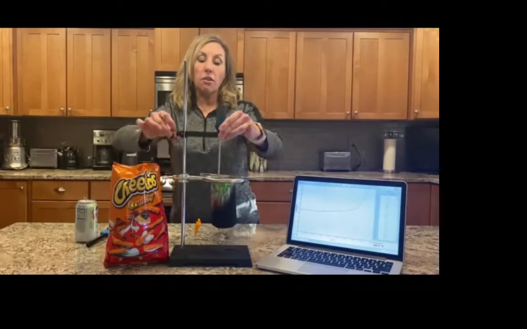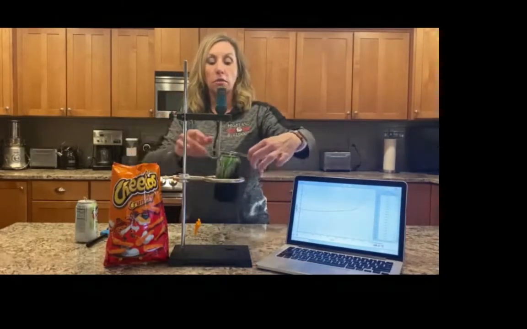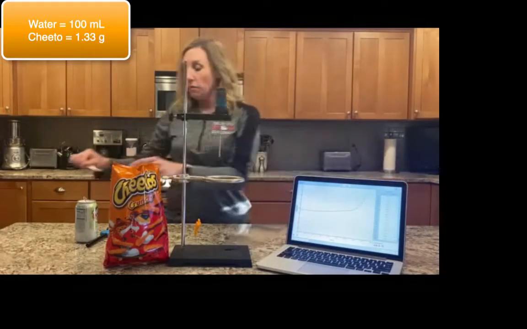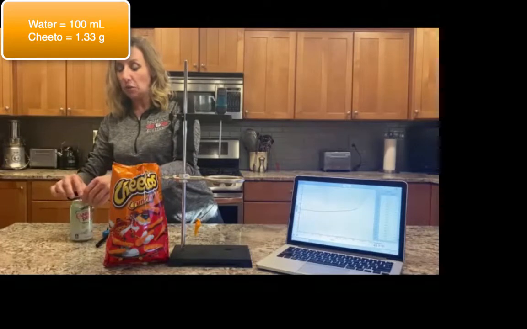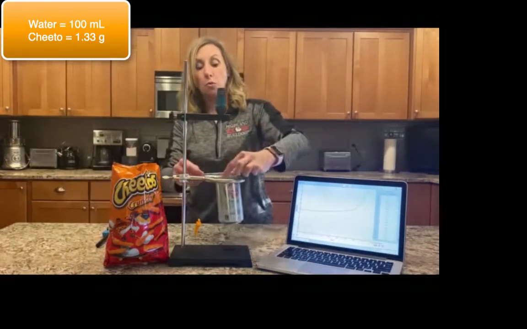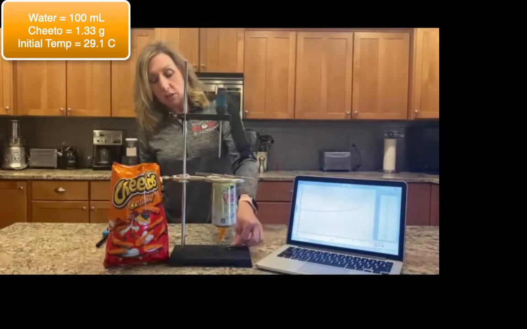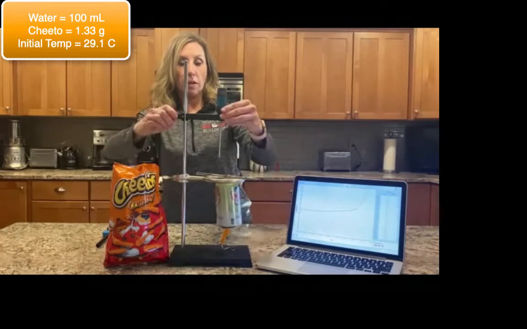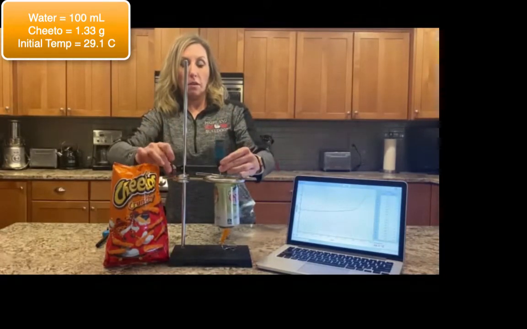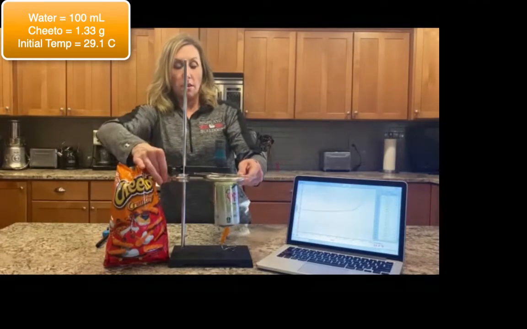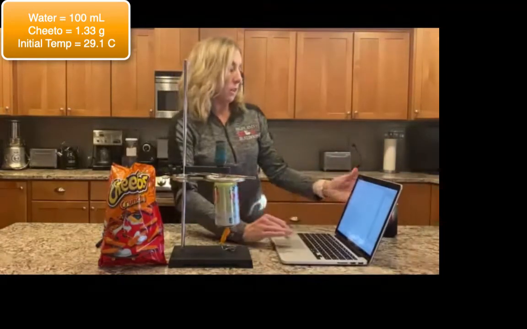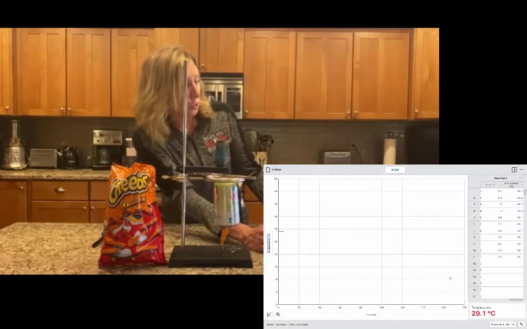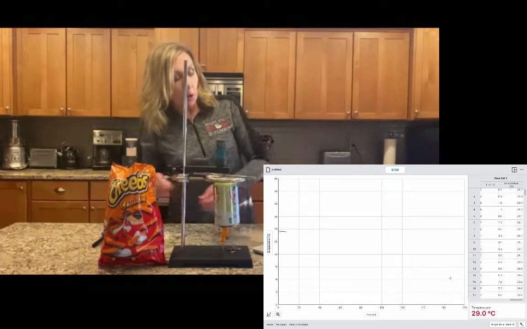So I have another container of water. It still has 100 milliliters in it, so it's still 100 milliliters of water for trial 2. This time, the Cheeto weighs 1.33 grams. Okay, so I'm going to do a new one. Now we're ready for trial 2. My initial temperature on this one is 29.1.